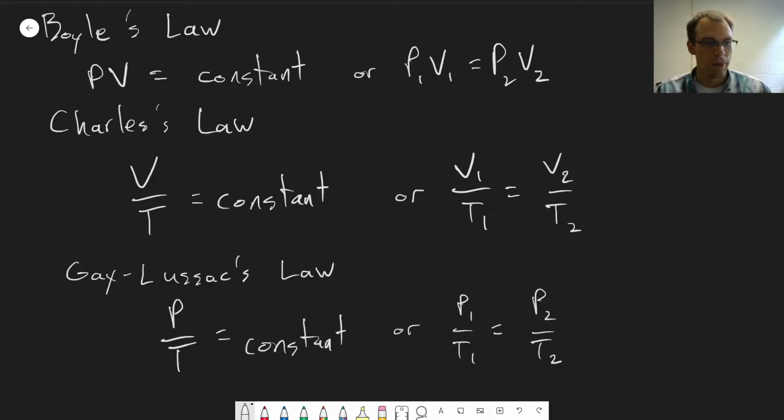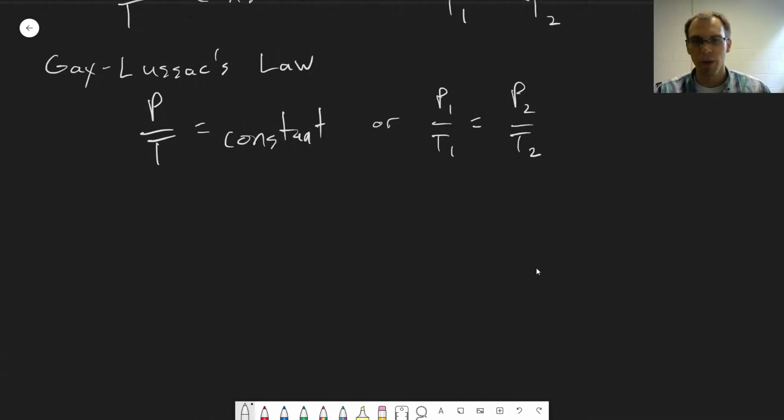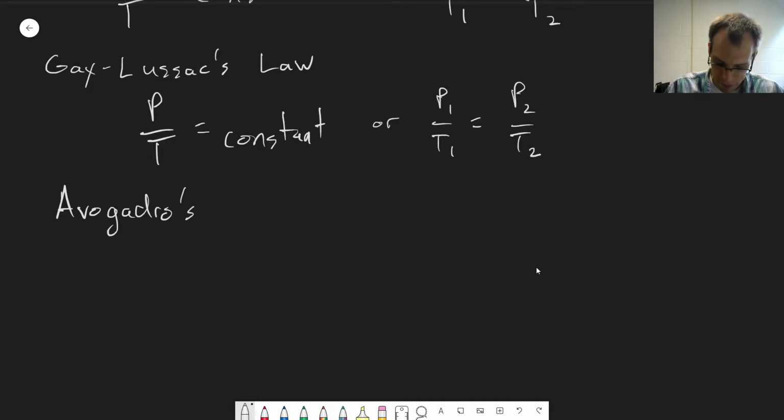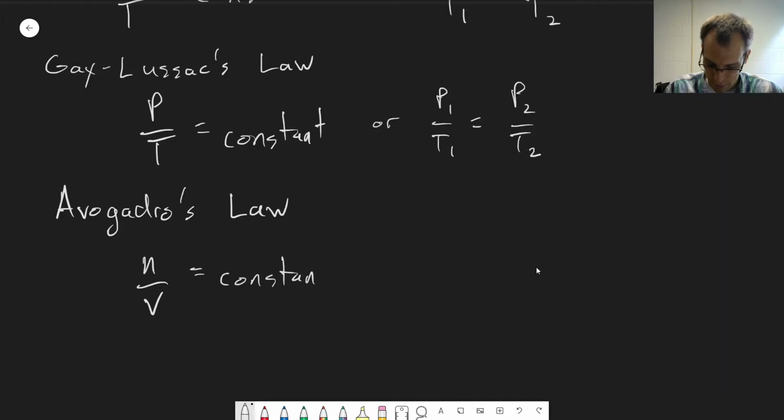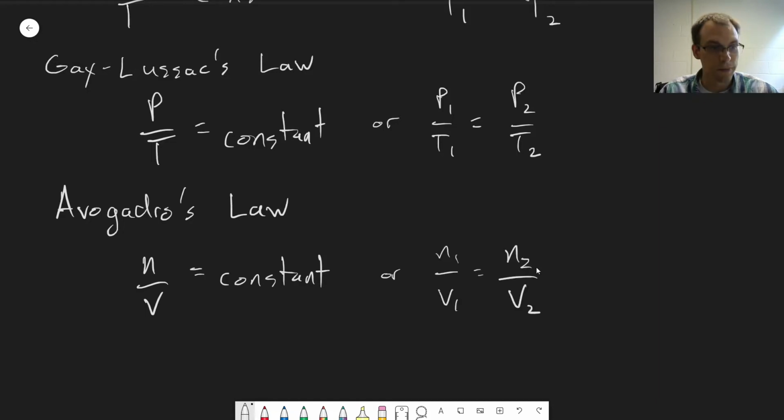And one of the probably most important of these individual laws is Avogadro's law. You may recognize Avogadro's name from Avogadro's number. And this is related to moles, of course. This law helped to establish the idea of atoms and molecules and moles. It is that n over V is equal to a constant, or n1 over V1 is equal to n2 over V2.